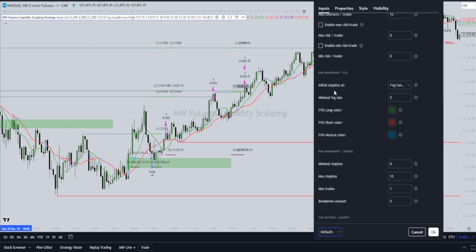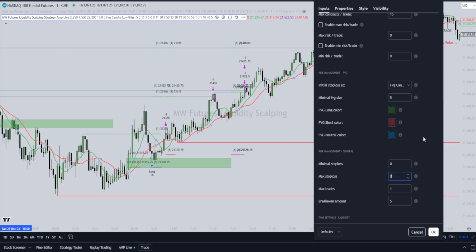So let's start with the first subject here, and that's the initial stop loss at. Let's read the tooltip. As you can see, the tooltip says, be aware, min and max stop loss overrides this. We will get to this tooltip explanation a little bit further down the line. But let's see what this drop down menu gives us. We have three different initial stop losses: the fair value gap low and high, the fair value gap candle low and high, and the candle low and high. On default, this is set on fair value gap candle low and high.